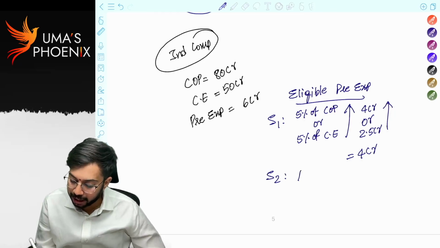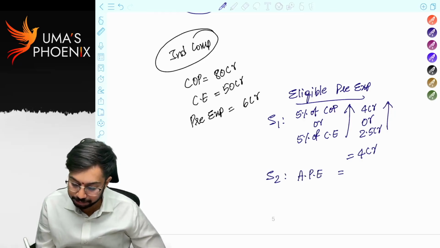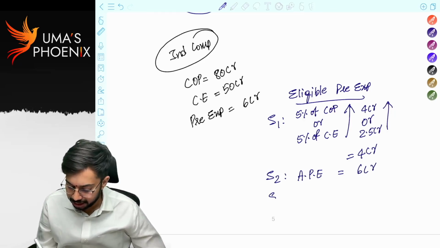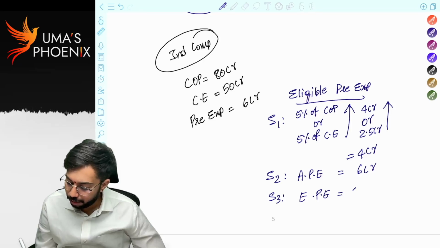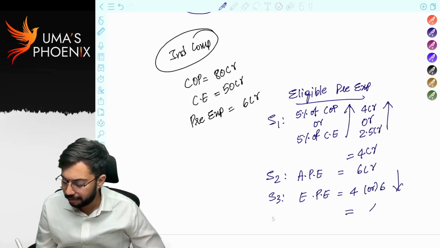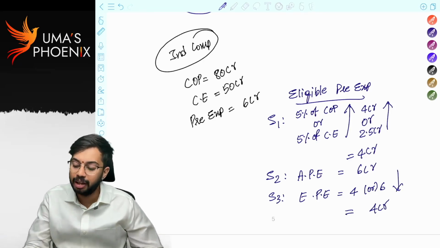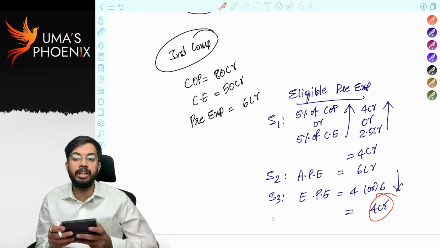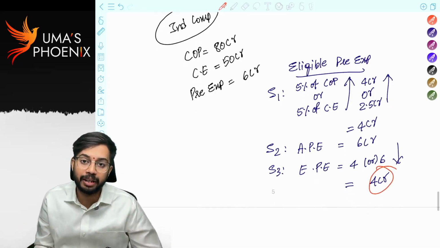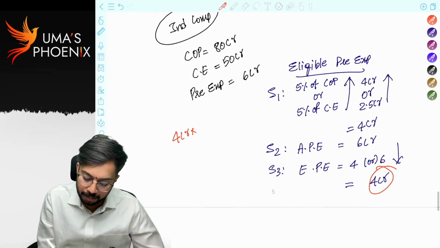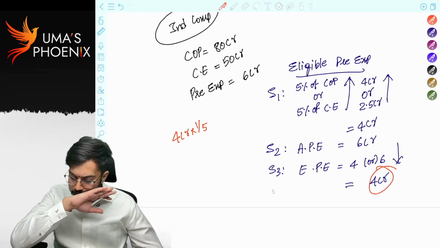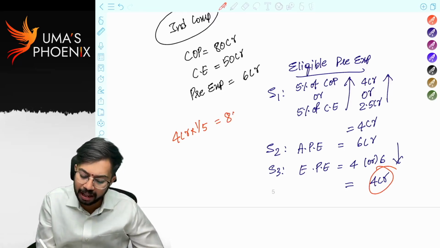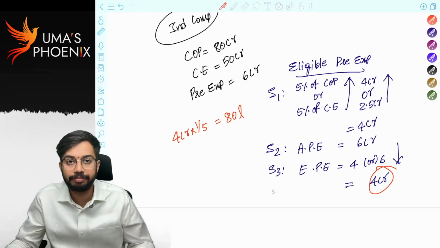Step 2, actual preliminary expenditure. How much? 6 crores. Step 3, eligible preliminary expenditure is equal to 4 crore or 6 crore, whichever is lower. That means 4 crores is allowed as deduction. And this 4 crores is allowed as deduction over a period of 5 years in 5 equal installments. That means 4 crores into 1 by 5. Every year 80 lakhs will be allowed as deduction.